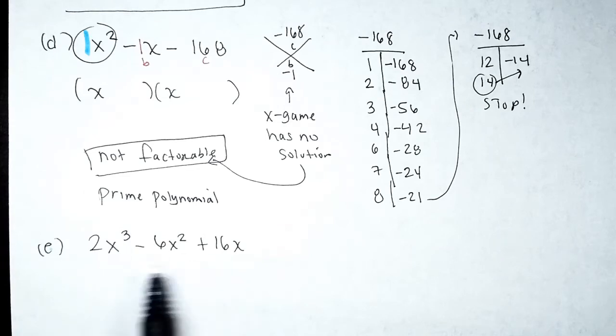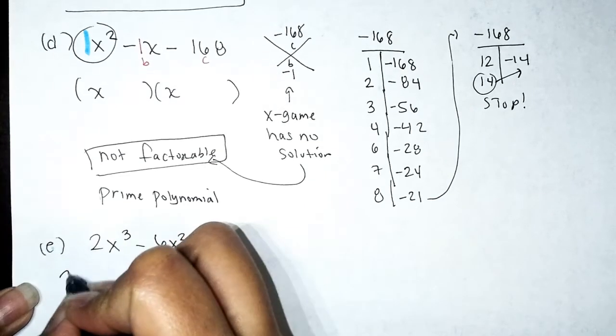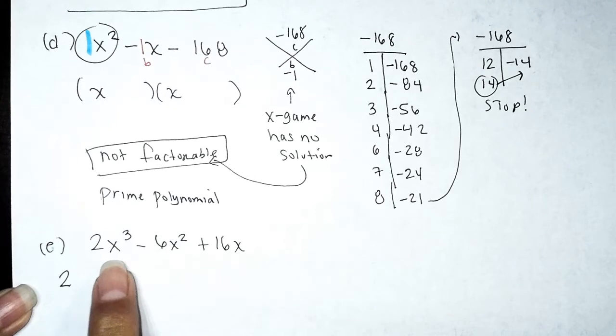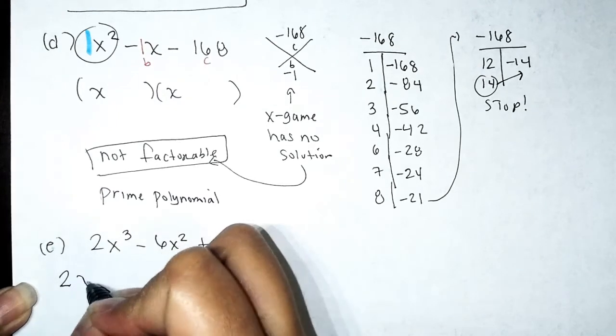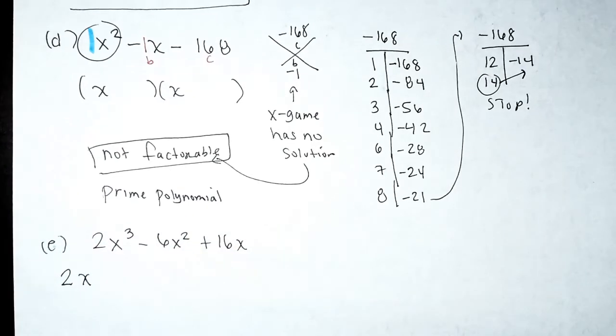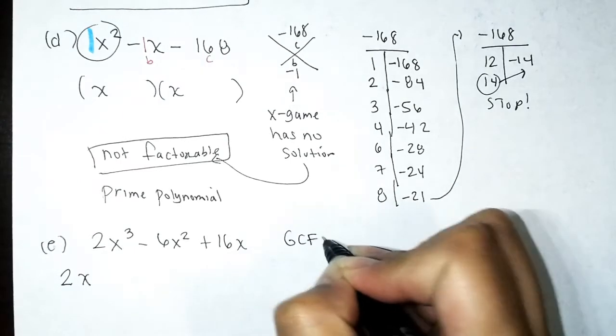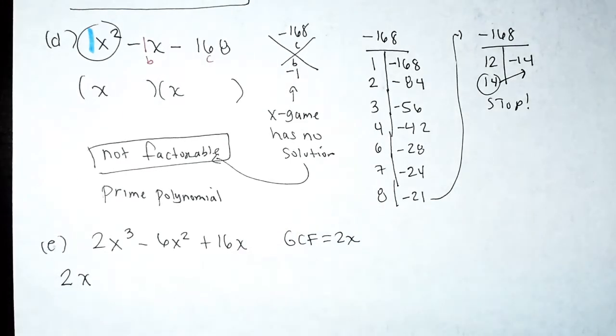All these terms have a common factor of 2. All these terms have some x's in common, down to 1x. Okay, so altogether the greatest common factor is 2x. Do you have to write down GCF equals 2x? No, the directions just read factor. If the directions read what's the GCF and then factor, then yeah, you will have to write it. But the directions just read factor.